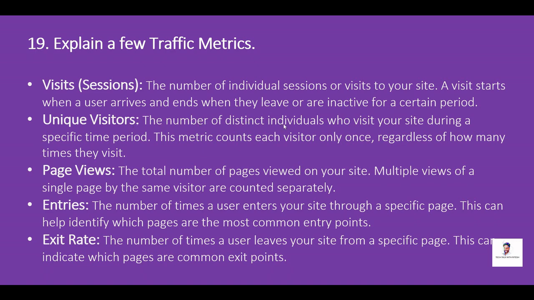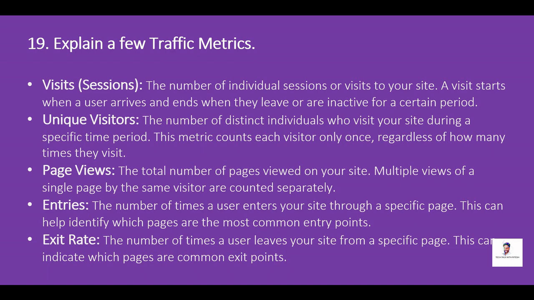Unique visitors: the number of distinct individuals who visit your site during a specific time period. This metric counts each visitor only once, regardless of how many times they visit. They are called unique visitors. Page views: the total number of pages viewed on your site. Multiple views of a single page by the same visitor are counted separately. Then entries: the number of times a user enters your site through a specific page. This can help identify which pages are the most common entry points.